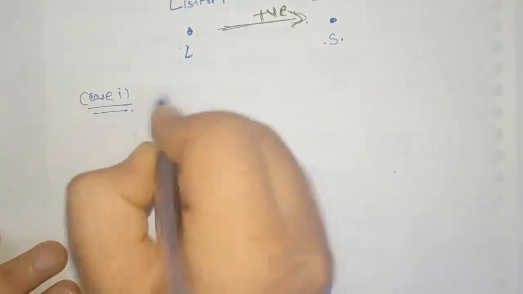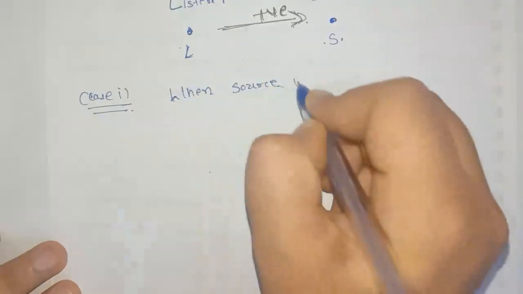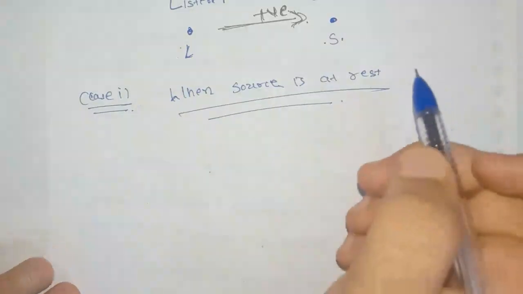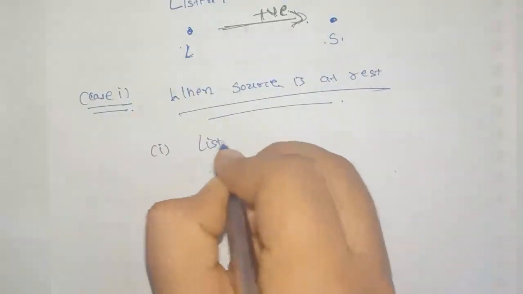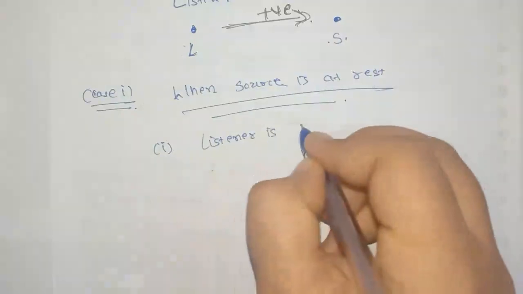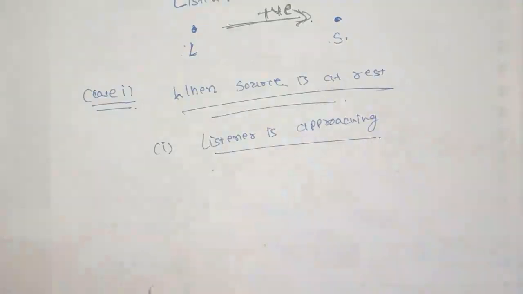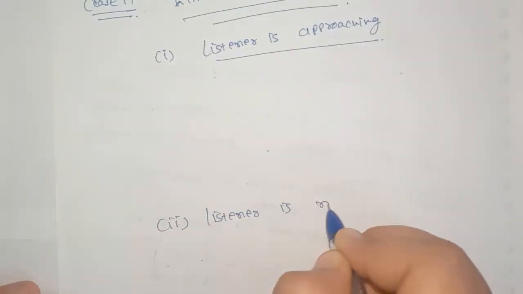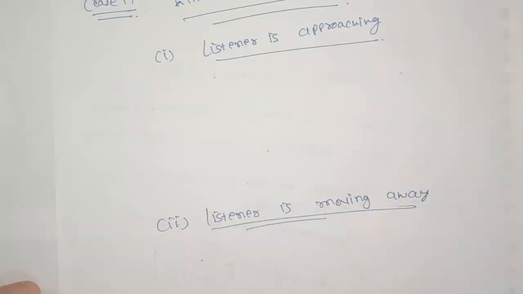Case 1, when source is at rest. Now there can be two subcases in that. First, listener is approaching, and the second case where listener is moving away. So let us see these cases one by one.